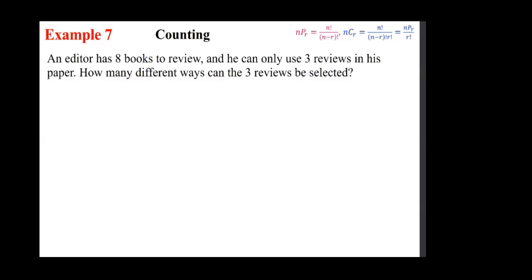An editor has 8 books to review, and he can only use 3 reviews in his paper. How many different ways can the 3 reviews be selected? The question we should ask is very simple. What about the order? Does order matter here? No, and that's it. Extremely important that you read the question and decide whether order is important or not and why. We are looking at 8 books and we're just going to choose 3 of them, and that's all that matters. Order is not important. Therefore, you use a combination.